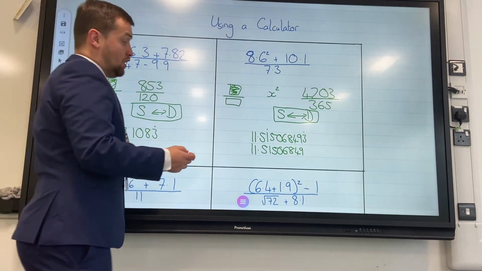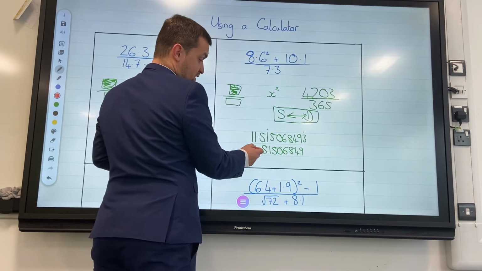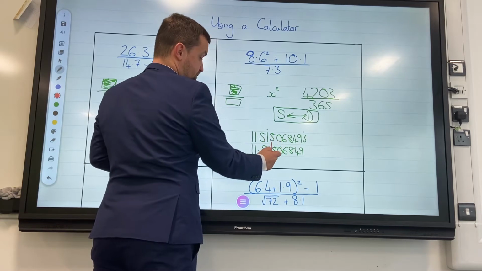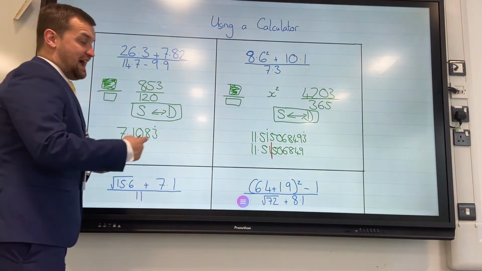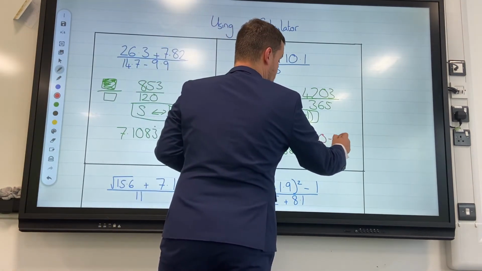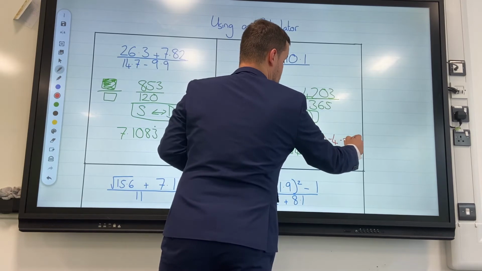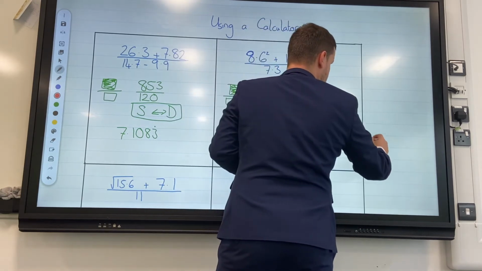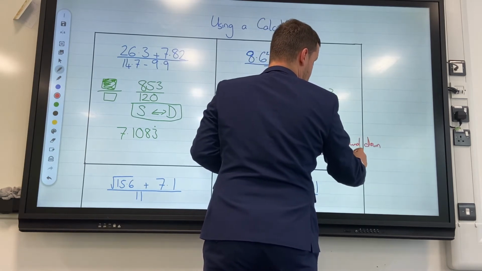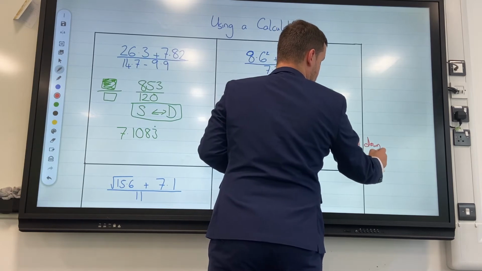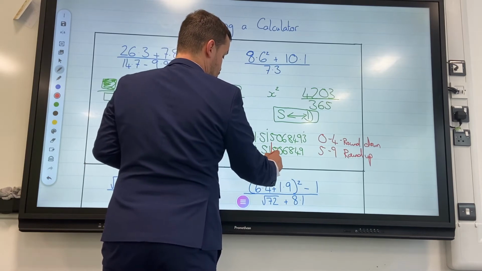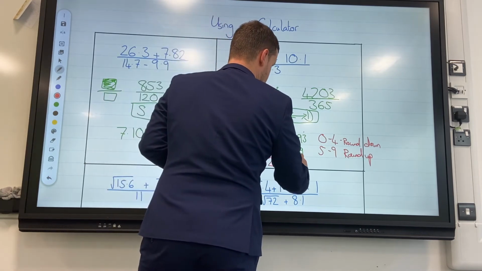Now if I asked you to round that to 2 decimal places, okay, which it will do in the work I'm going to give you, what we do, we go to after the decimal point, we go to the second number, okay? And we're going to draw a line there, okay? Now the number after the line is a 5, so that means we round up. 0 to 4, okay, round down. 5 to 9, we round up. Okay? So what we get is 11.52 when it's rounded to 2 decimal places.